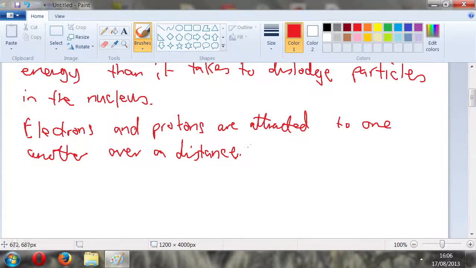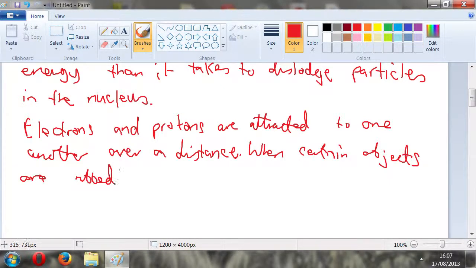For now, all I'll say is that when certain objects are rubbed together, they exhibit these static electrical properties. Like I've said before, the examples were hair and balloon, silk and glass, all this sort of stuff. These are the objects I'm talking about.